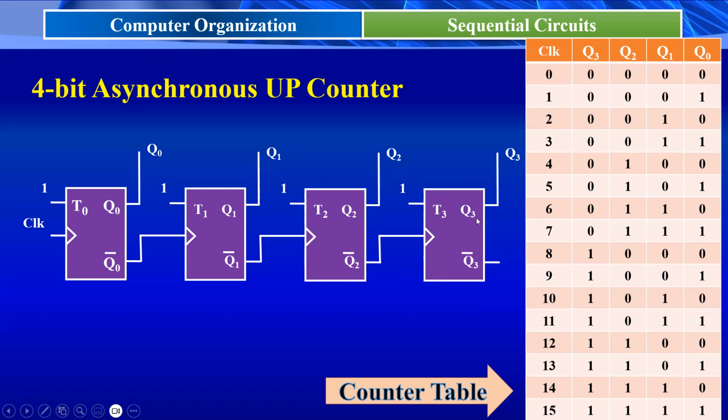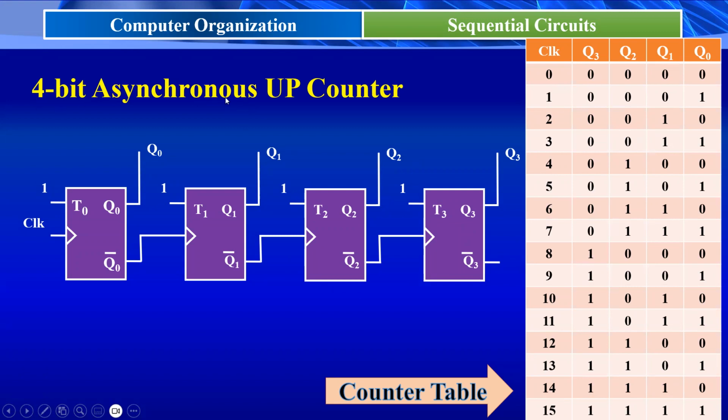That means the state of your counter after applying the 16th clock pulse is 0, 0, 0, 0. That means the state we identified at the beginning of this counter, that is the all 0 state, repeats again. Then the number of clock pulses counted is from 1 to 16. Again, we are getting the initial state. So this is the counting sequence for this asynchronous up counter, which can be designed by using 4 flip-flops.